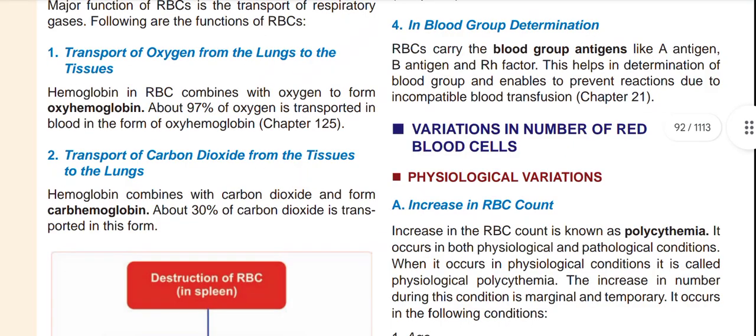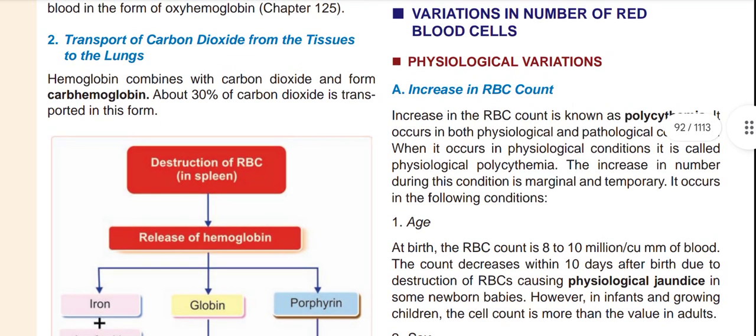Now, variation in number of red blood cells. First of all, physiological variation. There are some physiological variations like increase in RBC count. Increase in RBC count is known as polycythemia. So, what is this term called? Polycythemia is the increase in the RBC count.